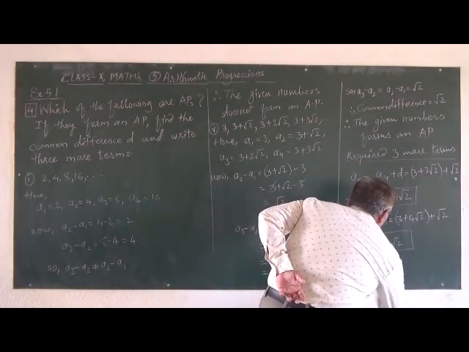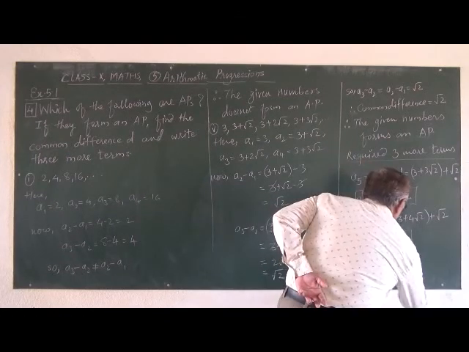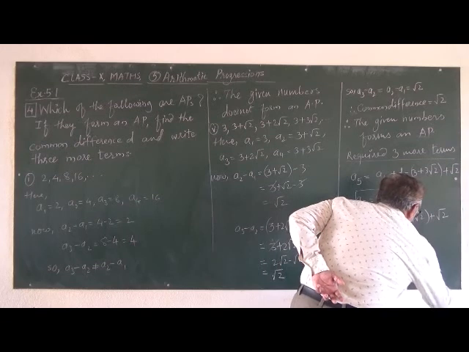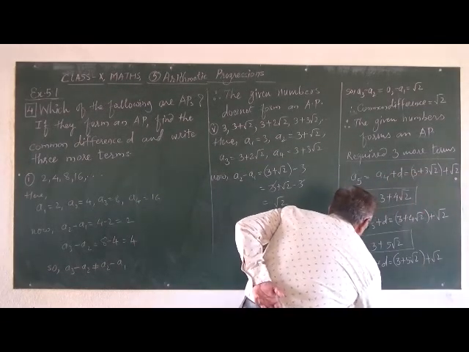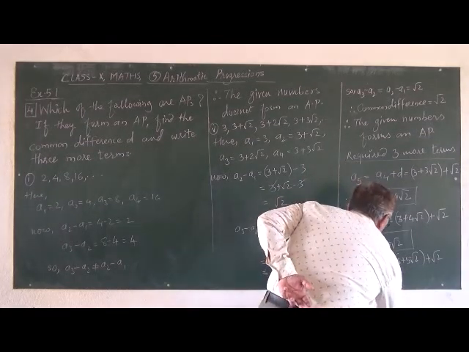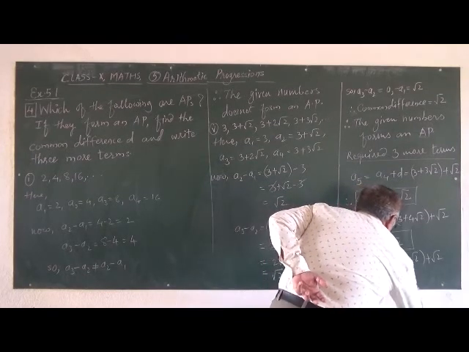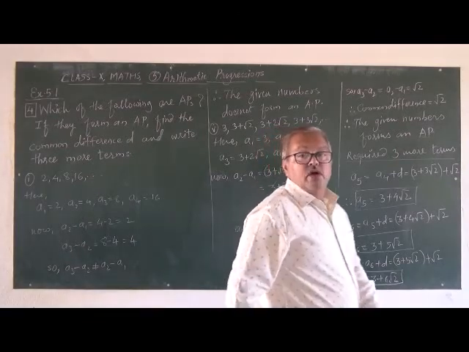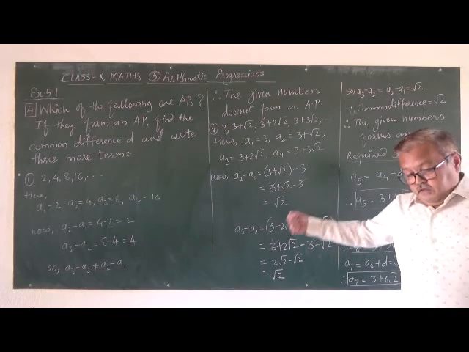So A6 plus D. A6 is the 6th term, 3 plus 5 root 2, plus root 2. So therefore the 7th term is 3 plus 6 root 2. So these are the required 3 more terms. Hope you have understood both the sums.